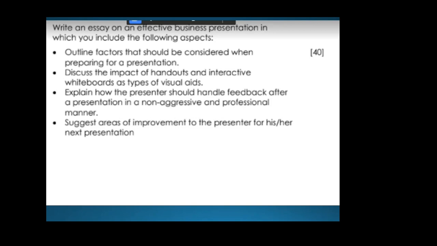Now, this is very important. You always start your essay with the introduction, then with your body. Now, under your body, you must have these four headings. Factors considered when preparing for a presentation, that's going to be your first heading. Your second heading is going to be the impact of handouts and interactive whiteboards. Your third heading is where you must explain to the presenter how to handle feedback. Your fourth one is to suggest areas of improvement to the presenter. Then obviously it's going to be your conclusion.